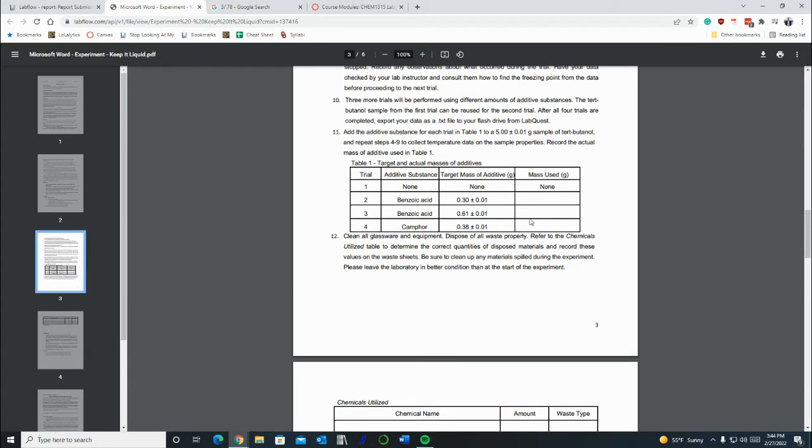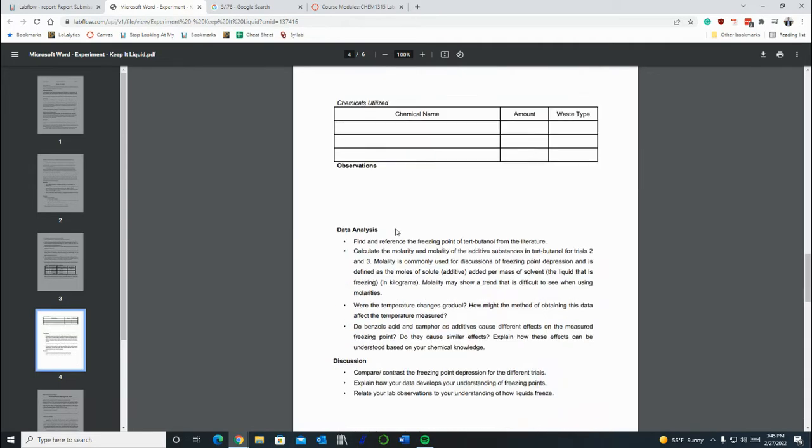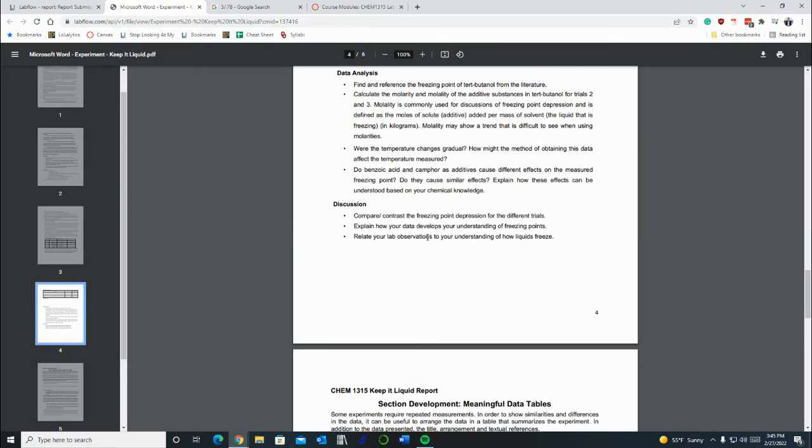So what you would do is you take the lowest temperature from trial 1 and subtract the lowest temperature from trial 2. That's your freezing point depression for trial 2. For 3, it'd be 1 minus 3. For 4, it'd be 1 minus 4. So you're just taking your lowest temperature here when everything's froze and subtracting by when everything's froze here, and compare and contrast those.